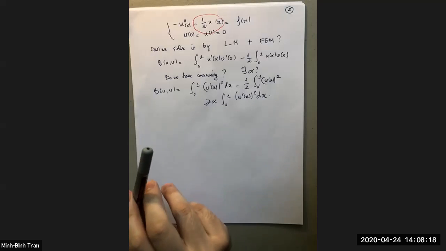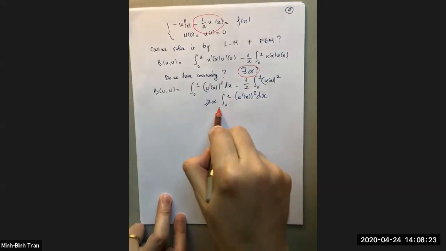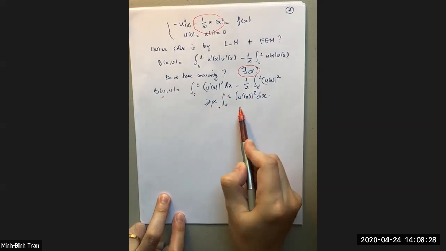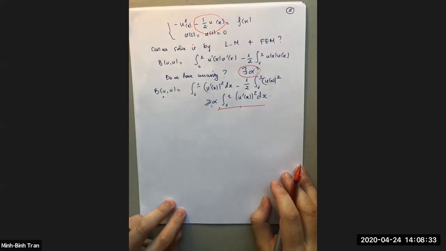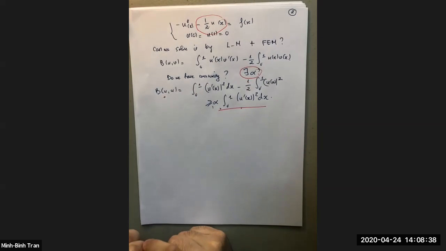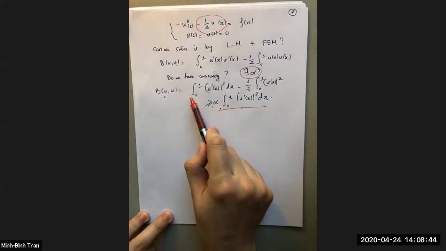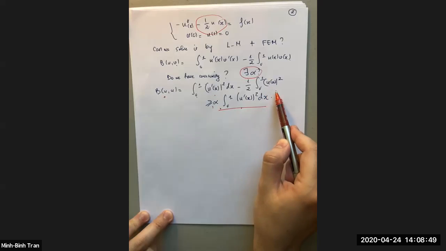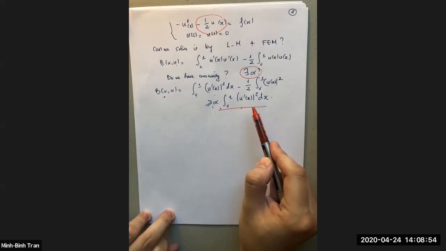So this is coercivity, right? The coercivity says that there is an alpha such that B(u,u) is greater than alpha times the norm of u in H01. The norm of u in H01 is this guy, right? Can I find this alpha? Right, the coercivity means that I replace v by u, and then B(u,u) will be the integral from 0 to 1 of u prime squared dx minus one half the integral from 0 to 1 of u squared. And this is bigger than alpha times the integral from 0 to 1 of u prime squared dx, all right?